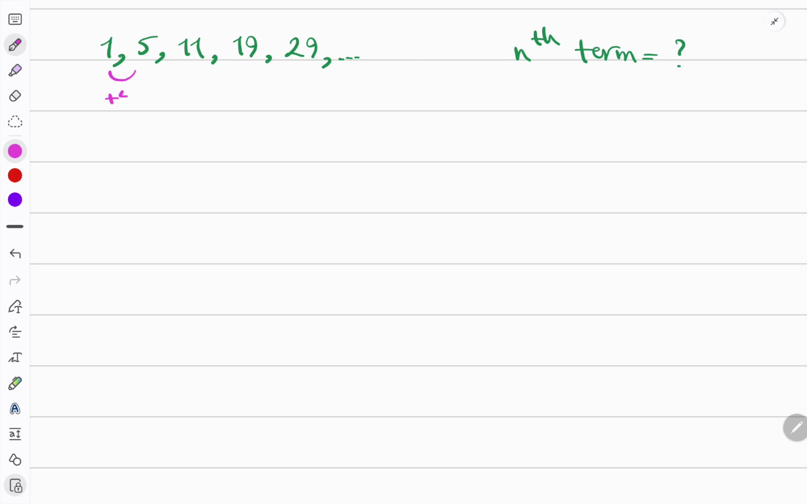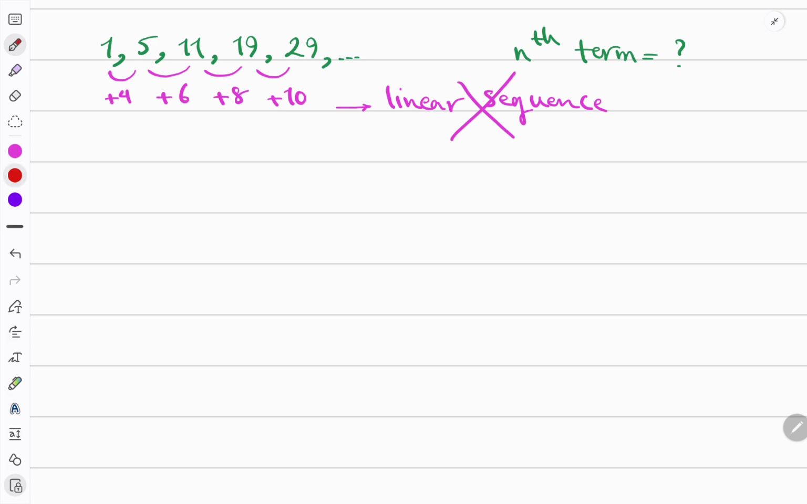1 plus 4 is 5, 5 plus 6 is 11, 11 plus 8 is 19, and 19 plus 10 is 29. So you can see this is not a constant for 6, 8, and 10, so we don't have a linear sequence.